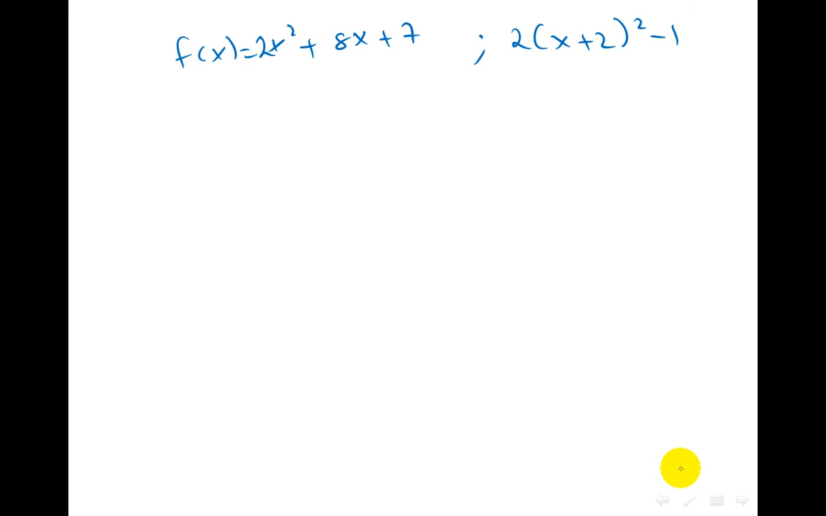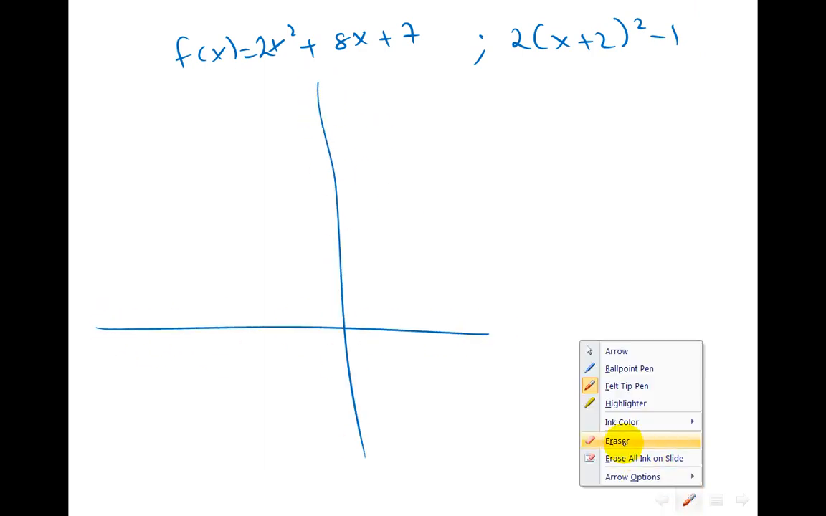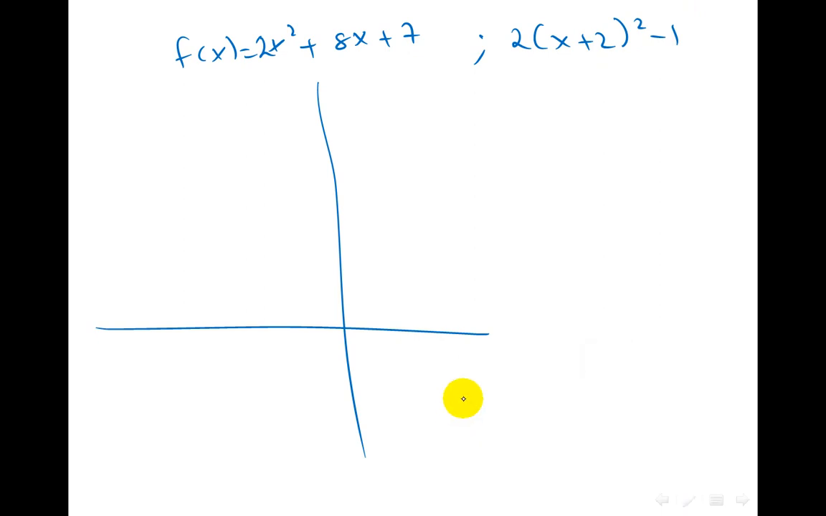I'll sketch this graph. The original function was saying, the standard form is, so once we sketch this one, you have to look back to the equation. First thing, is it positive? Yes. So it's going to open upward. What does this 2 mean? It talks about stretching. X plus 2 means 2 units to the left. Minus 1 means 1 unit down.